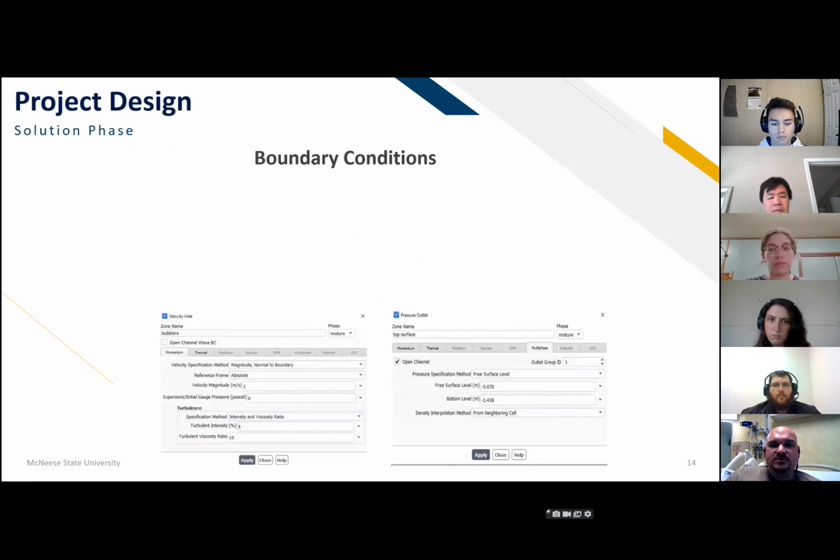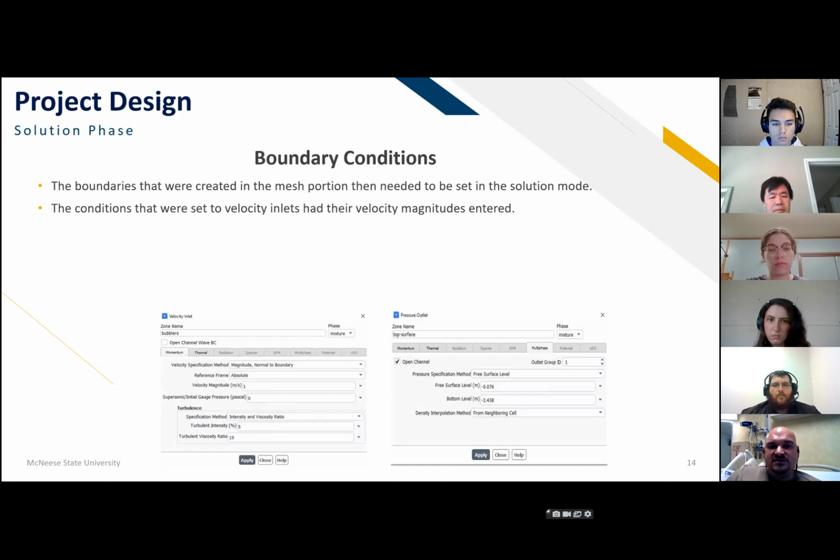The boundary conditions were set next in the solution phase. The boundaries that were created in the mesh portion, which were the same name selections that were created in SpaceClaim, now are finally going to be set in the solution mode to perform their individual activities.